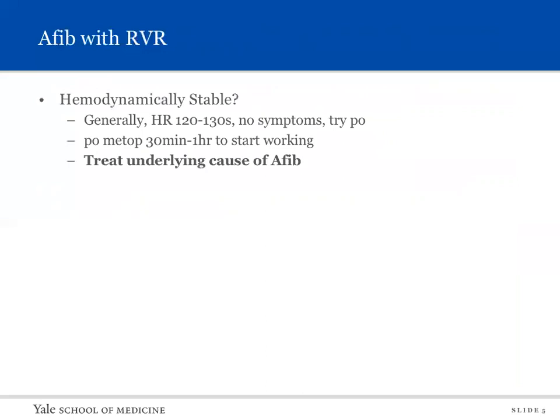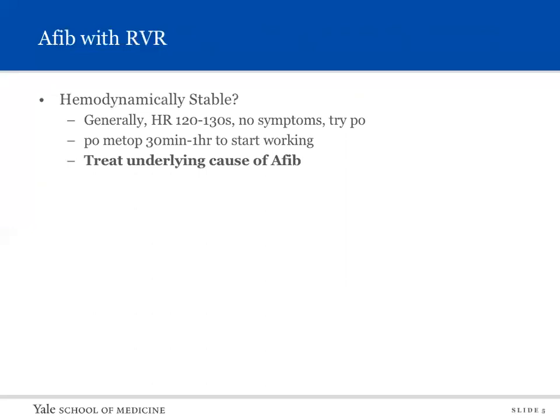What can you do? Try PO meds. You don't have to push IV medications for AFib with RVR. Oral metoprolol usually starts working in the first 30 minutes. You get the peak concentration after about an hour. And so if they're already on, say, 50 BID of metoprolol, you can give them another dose of 50. The maximum dose of PO metoprolol in a day is 200 milligrams. And just know that you can give it every 6 to 8 hours.